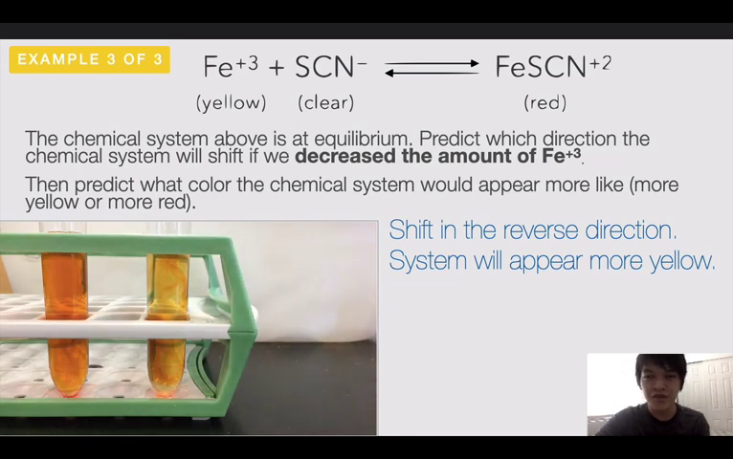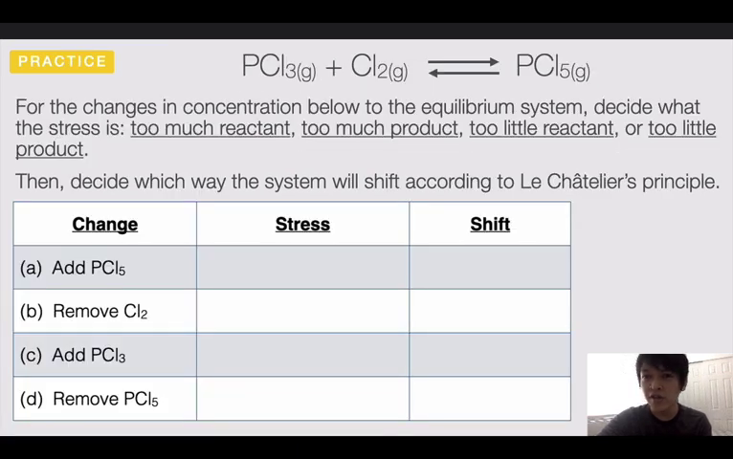And again, our prediction is correct. Go ahead and try this practice. There's going to be 4 different stresses on the equilibrium system described by the chemical equation above. You can figure out, maybe on a piece of scratch paper, what the stress is and which way the equilibrium system will shift as a result of that stress. Pause the video now. I'll give you the answer in about 5 seconds.